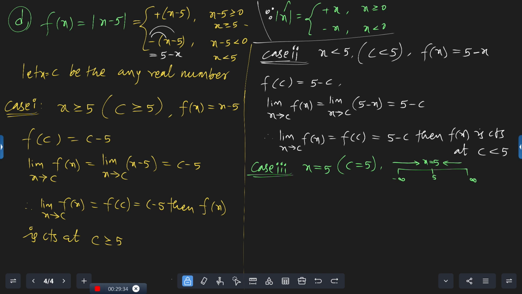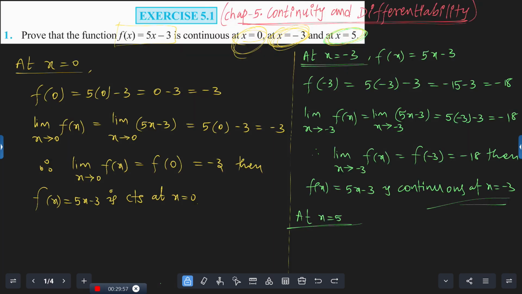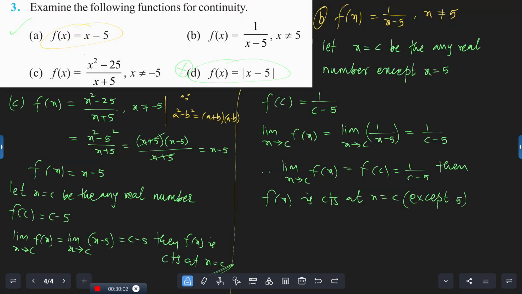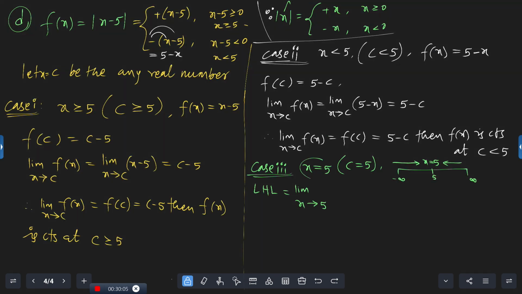So left hand limit means very simple. Left hand limit, LHL means left hand limit, which is equal to limit x tends to 5. I'm not using c here. Have you noticed? Because if an x value is given, we have to use that value directly. This is like the first 2 questions. Here x equal to 0, we used 0. x equal to 3 means 3 we used. In the same manner, here x equal to 5 means I will be using 5 directly. Understand? Right. So, left hand limit.